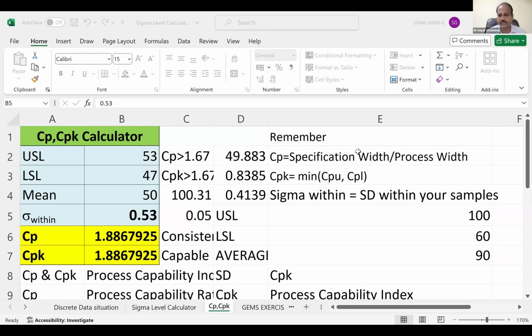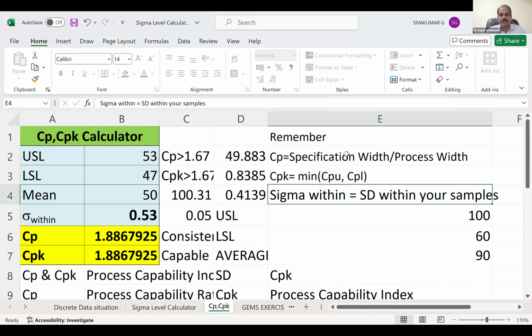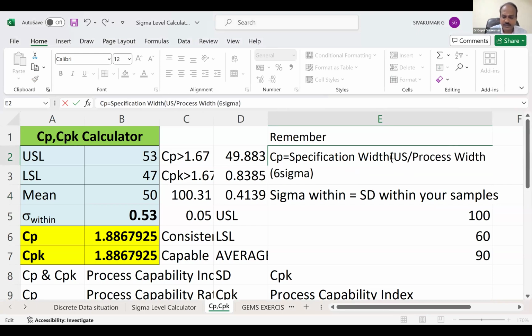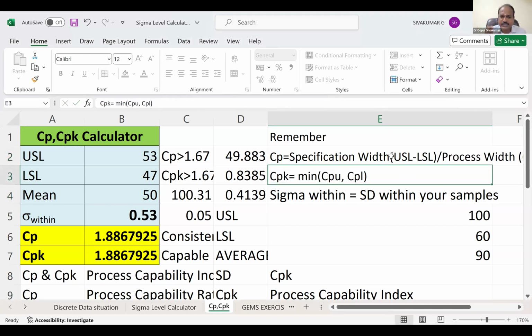CP equals specification width divided by process width, right? CP is a ratio. Specification is the size of the road. Process width is the spread of the process, and the denominator is always 6 sigma. The specification width is always USL minus LSL. So USL minus LSL divided by 6 sigma is the formula for CP. But there is a limitation with the formula.